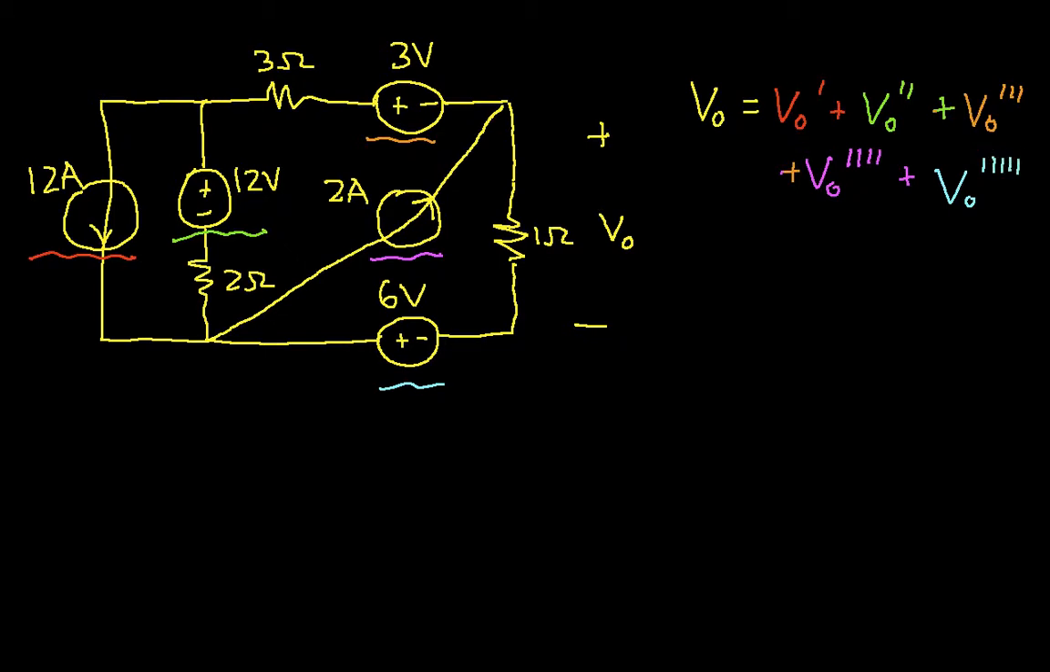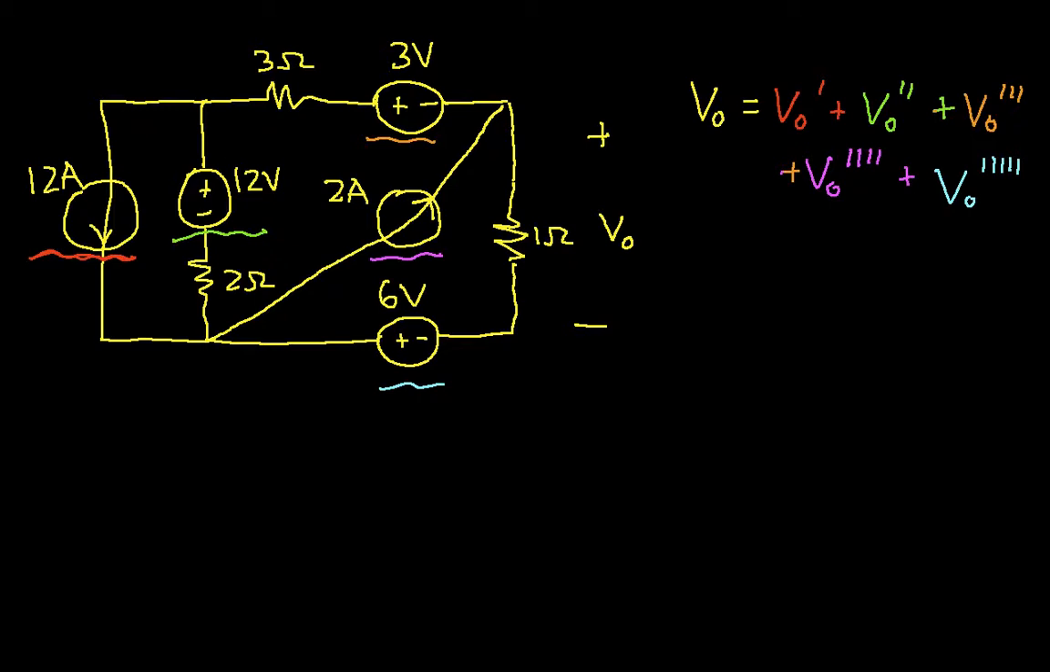quintuple prime. So the idea is that I will set each of the sources to 0. For example, we'll start by setting all of the sources except this 12 amp source to 0, and then find the voltage due to that 12 amp source, and we'll just repeat that for all the different sources. Once we get to that point, we just add everything up.